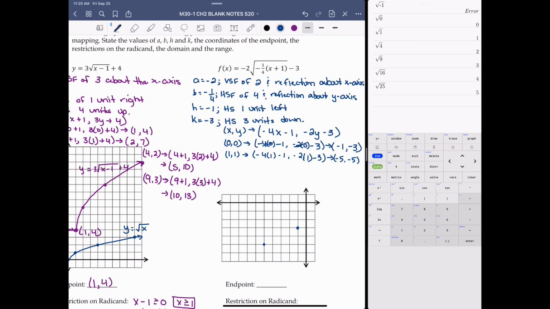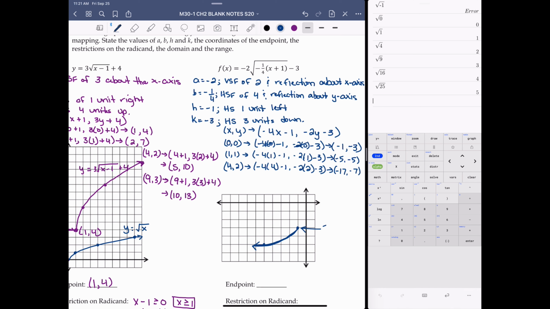Let's do the point 4, 2 from the original function. Transform it: -4 times 4 minus 1, -2 times 2 minus 3, and we get -16 minus 1 is -17, -2 times 2 is -4, minus 3 is -7. And that's not going to fit on my graph. So I have my end point and I have my first point. I'm just going to attach those to make my graph.